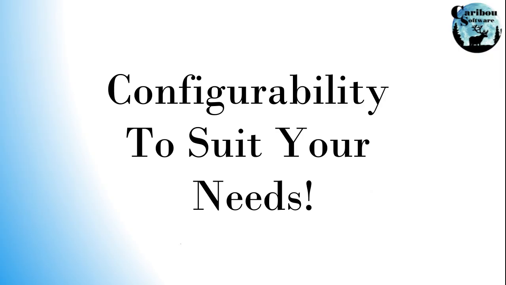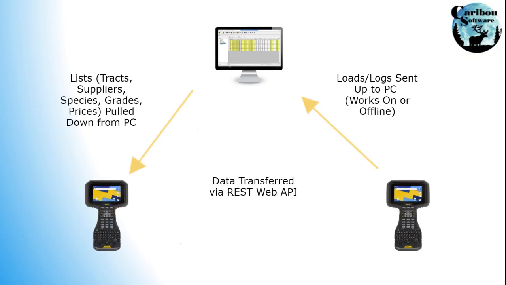Let's look at the flow of data. Office staff sets up contracts, species, and product data all on the back office computer. This setup data is sent to the handheld. The scaler then enters loads and log data in the field. Then, the loads and logs are returned to the computer for processing, reporting, and payment.